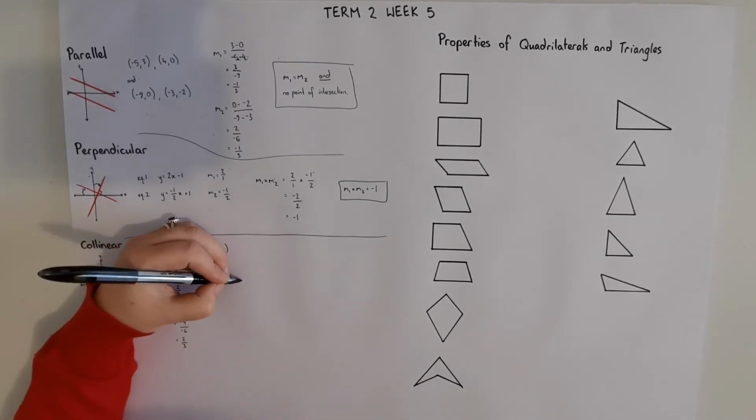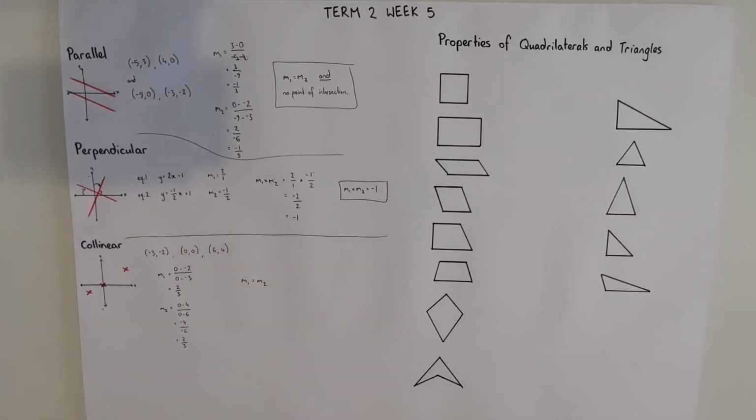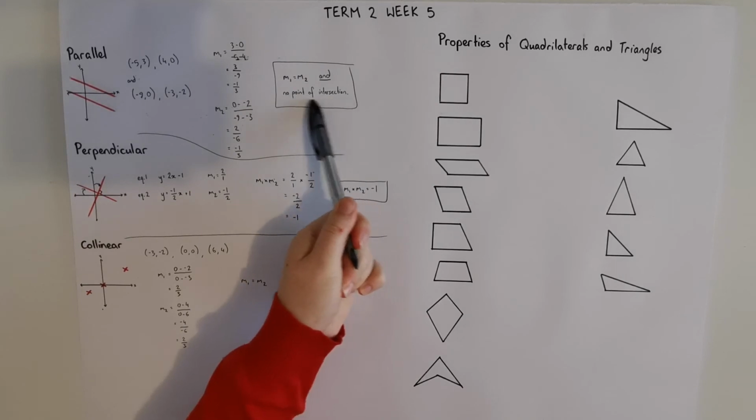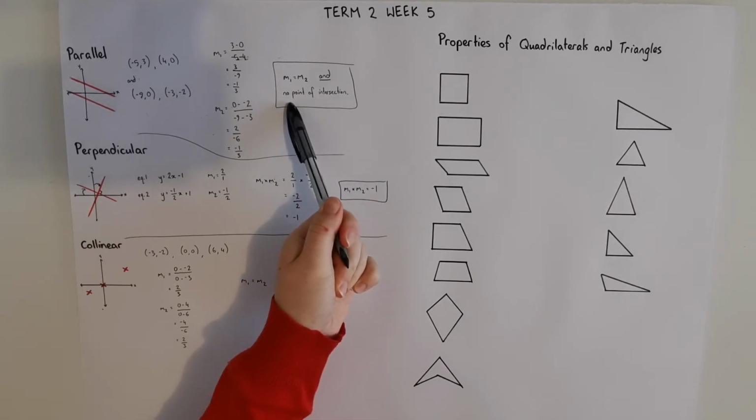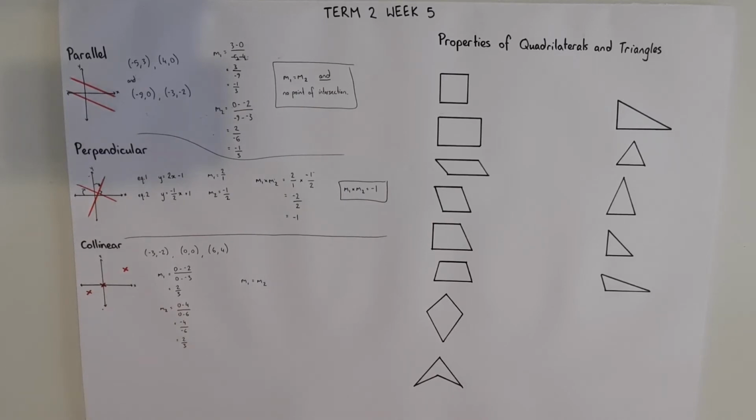So, once again, just like with parallel lines, I'm seeing that my 2 gradients, or more, are equal. And that's why I highlighted this point here, this note, that there should be no place of intersection for a parallel line. That's because we see something very similar here. M1 still equals M2 for a collinear set of points, but this time there is intersection.